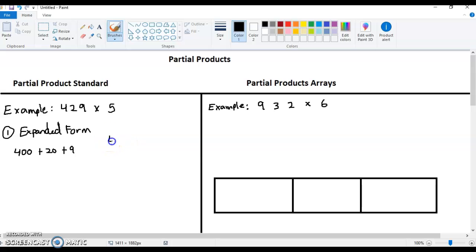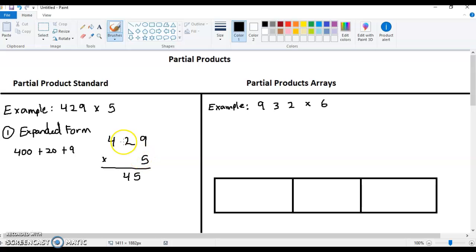So I come over here, I rewrite 429 times 5. First one is 5 times 9. Well, 9 is in the ones column, so it's just 5 times 9. So there's my 45. I'm not going to show you the skip counting or the repeated addition. Again, if you need a multiplication chart, that's fine. Just know that 9 times 5 or 5 times 9 is 45.